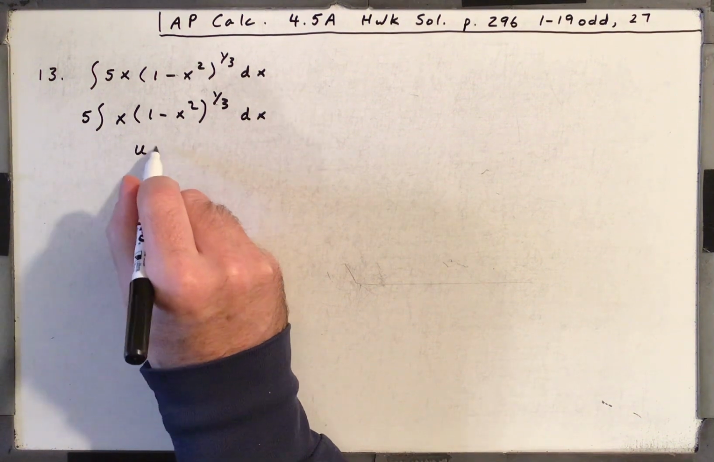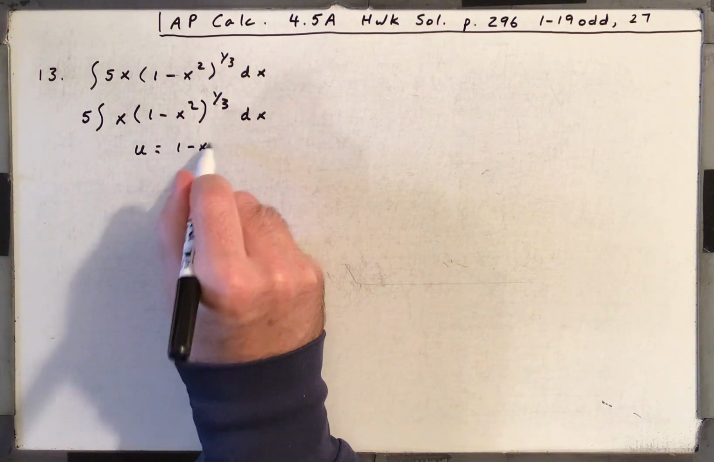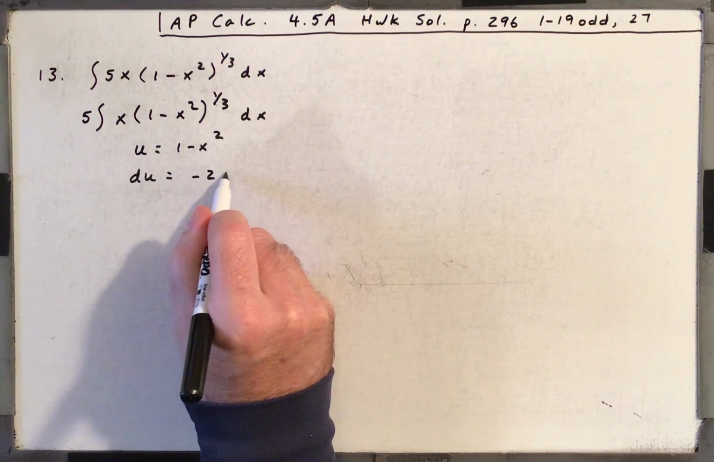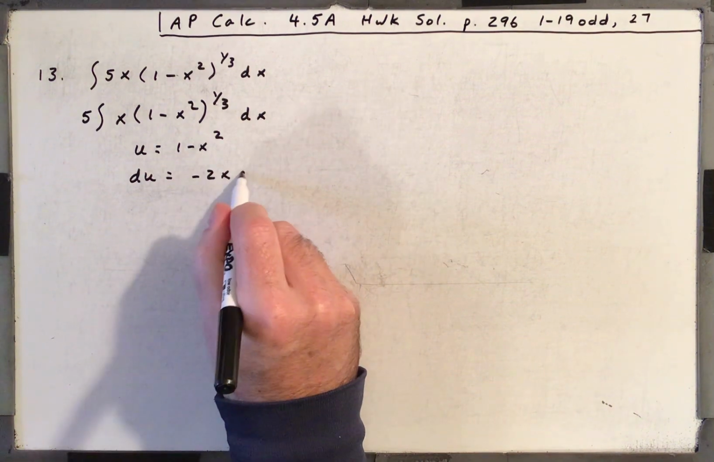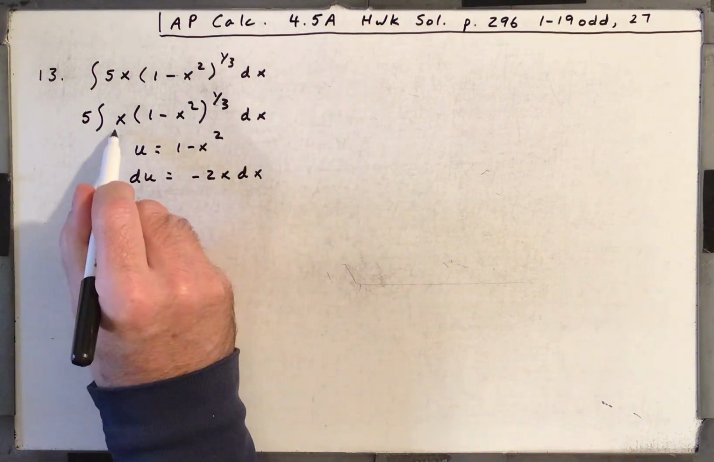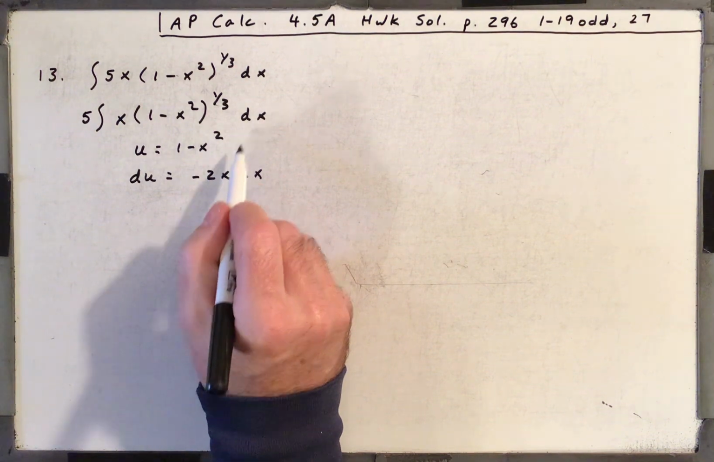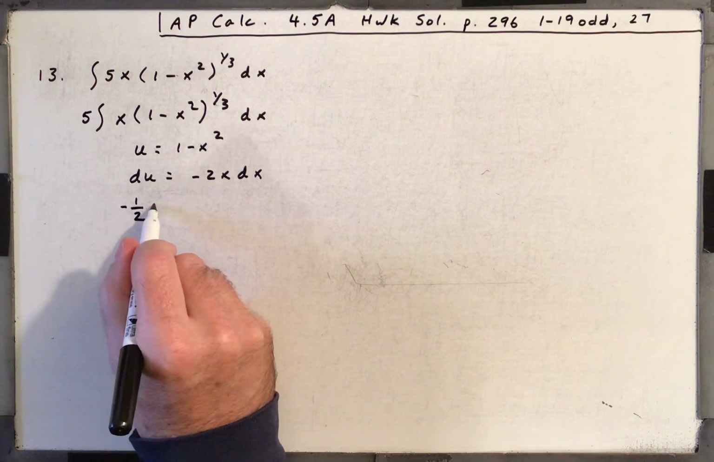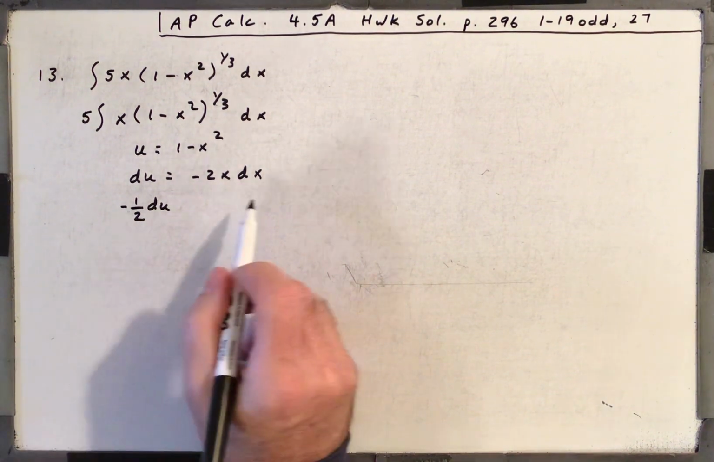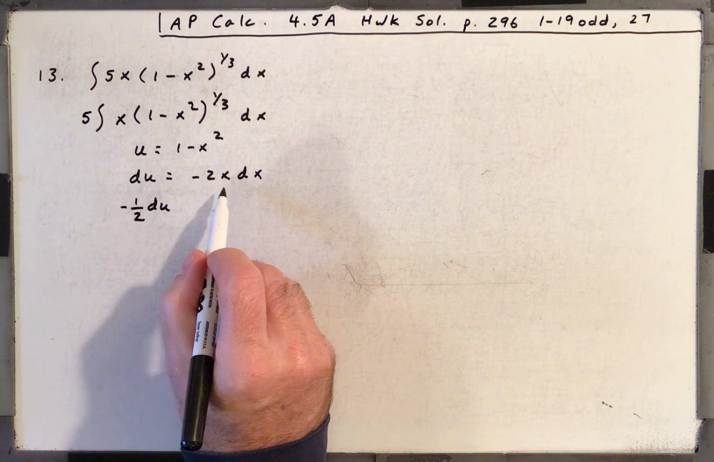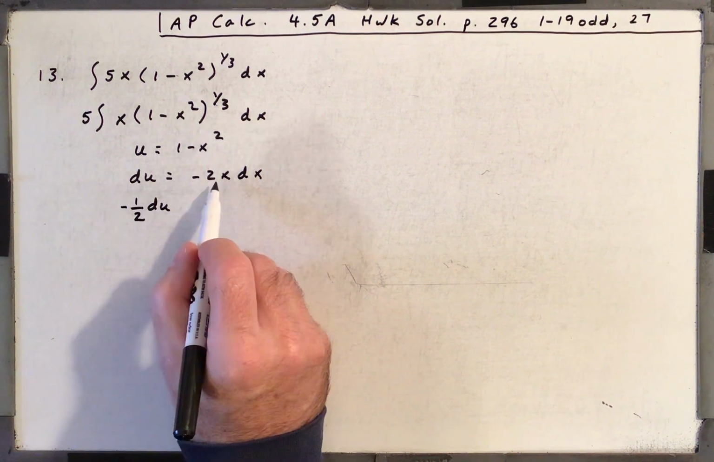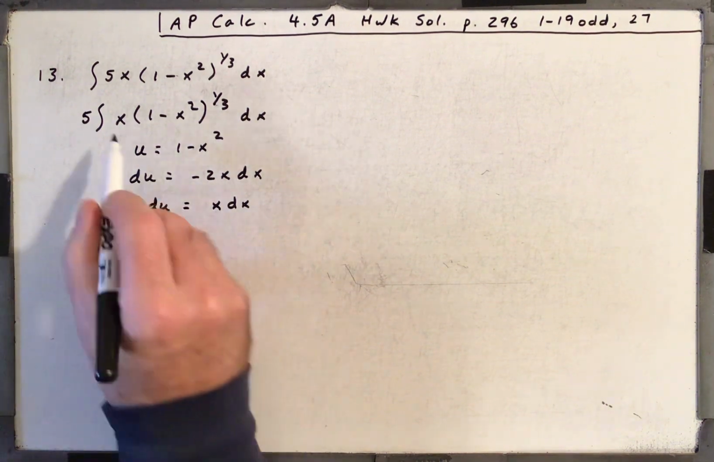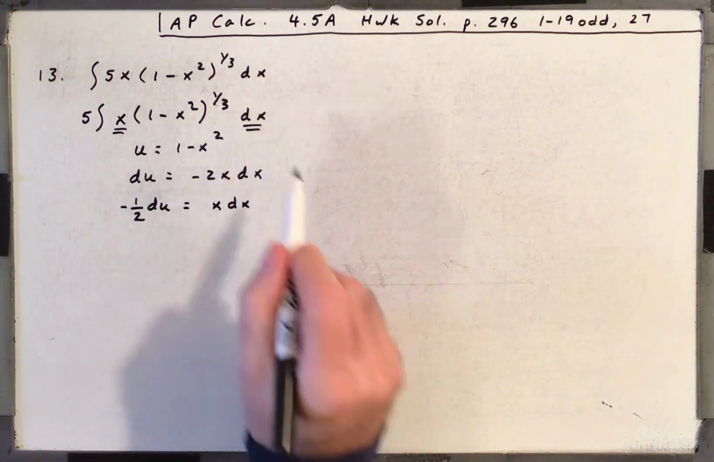Now let's let u be 1 minus x squared. du is minus 2x, the derivative of this, dx. Now I need it to be just x dx. So if I divide both sides by -2, I'd have -1/2 du. Or you could say multiply both sides by -1/2 if you want. That's the same as dividing both sides by -2. It's equal to x dx, which is what we want du to be.